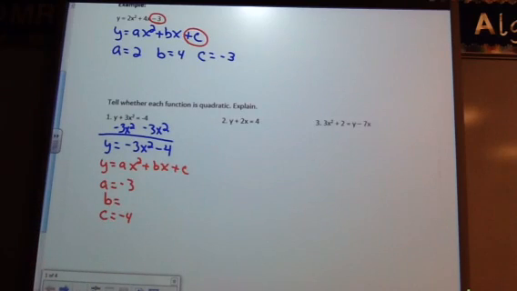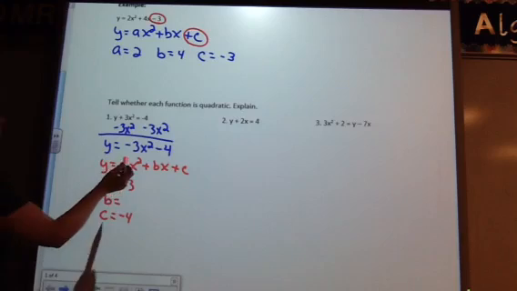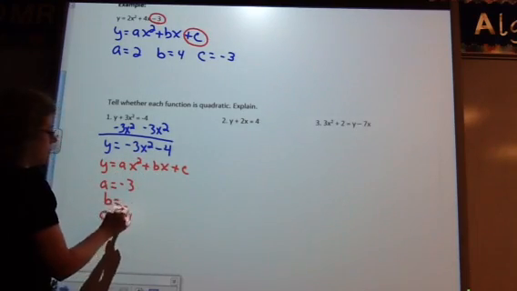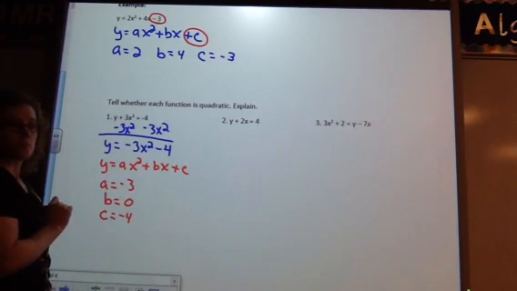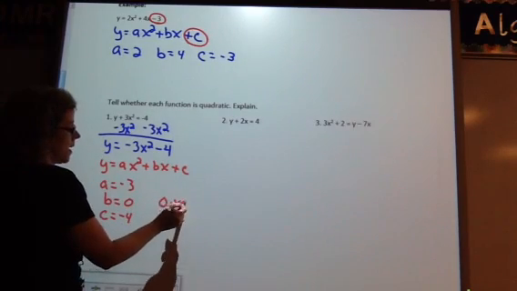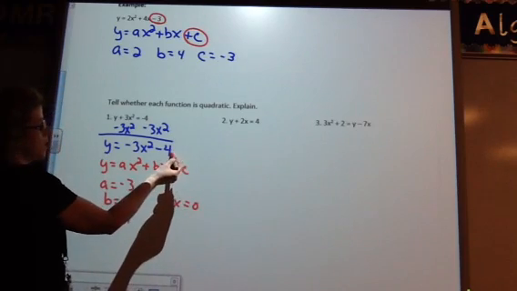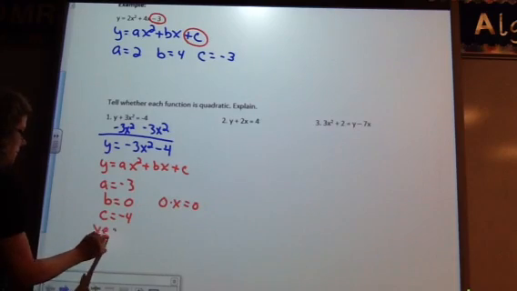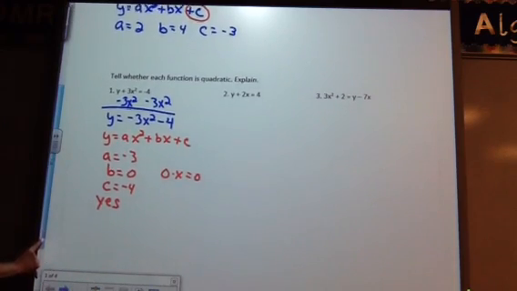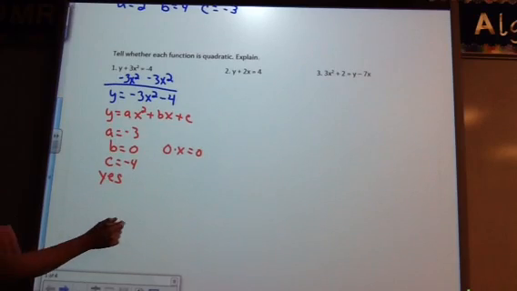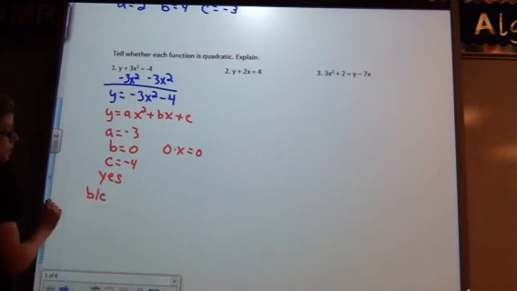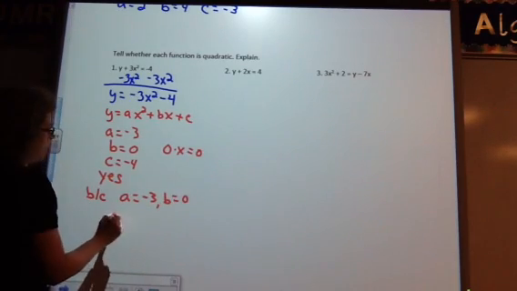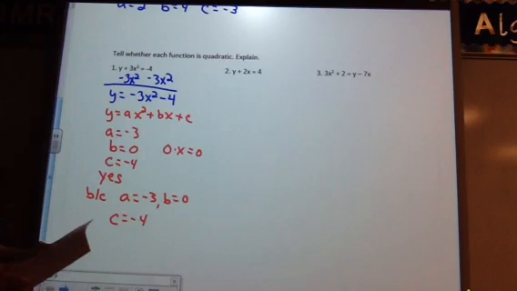So, some people are saying we don't have a b, so it's not a quadratic function. Guys, remember if there's an x squared here, it's a quadratic function. So, what we can do here, can we not say b is 0? Because 0 times x equals 0. And if you add 0 to this equation, it doesn't change the value. So, therefore, yes, this is, and the explanation is because a equals -3, b equals 0, and c equals -4.